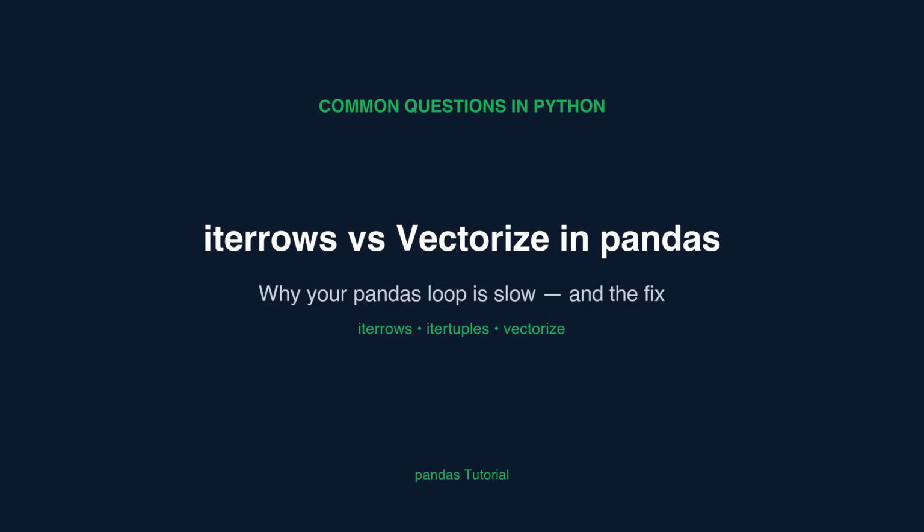Why is my Pandas loop so slow? Because it's a loop. Pandas was built to operate on whole columns at once, not one row at a time. Iterrows is the anti-pattern. Vectorize is the answer, over 1,000 times faster.